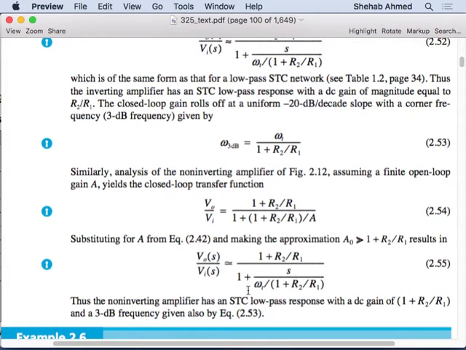This format is also a low-pass filter format, right? Gain over 1 plus S over omega naught. And omega naught here, or omega base, happens to be the same as this one. It happens to be the same for the inverting and non-inverting amplifier, since I'm using the same op-amp. And since this op-amp has a low-pass filter characteristic, it makes sense that they have a similar break frequency, right?